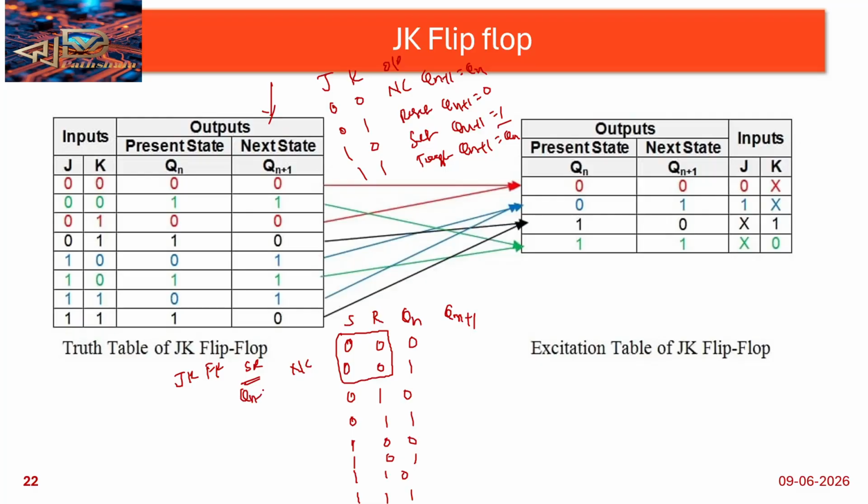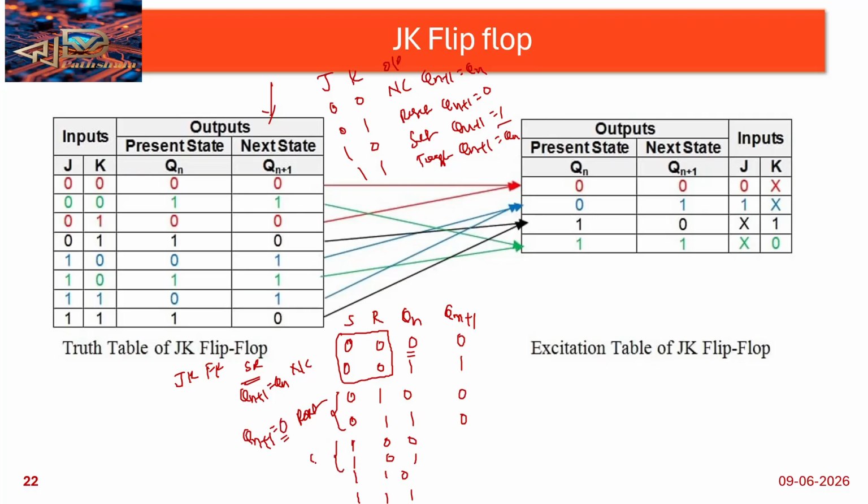That means Qn plus 1 equals Qn. What is the Qn value here? 0, then Qn plus 1 is also 0. Qn is 1, then this is also 1. This is the reset condition. What is the output I am getting? Only zeros. Whatever the Qn plus 1 and Qn are, I don't care about it. My output is 0 only.